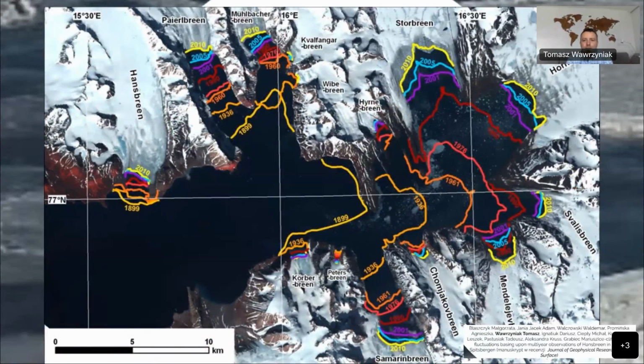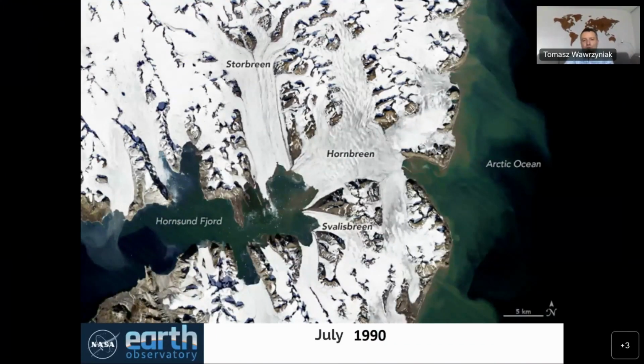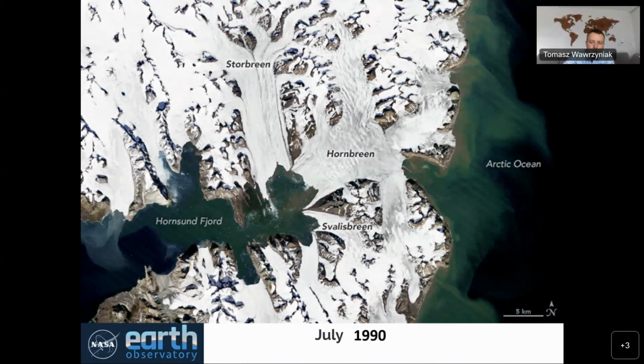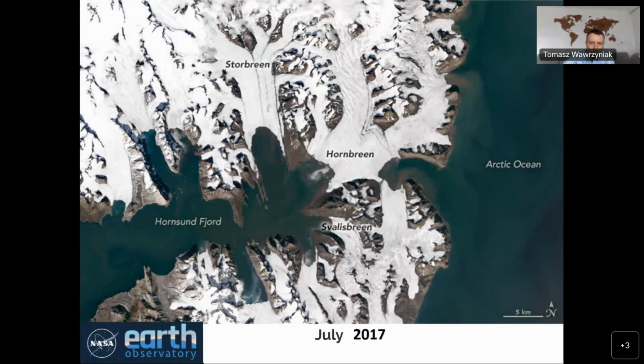On this map, you can see the Hornsund Fjord with those lines that mark the extent of the glaciers in different years. The yellow in the middle, you can see it's 1899, so more than 100 years ago. And since then, all the glaciers in the surrounding of Hornsund Fjord retreated. So we observed that the fjord is bigger than in the past, but the glaciers are much smaller than in the past. Here is comparison of two satellite images, July 1990 and July 2017. You can see this is the clear evidence of the retreat of the glaciers.